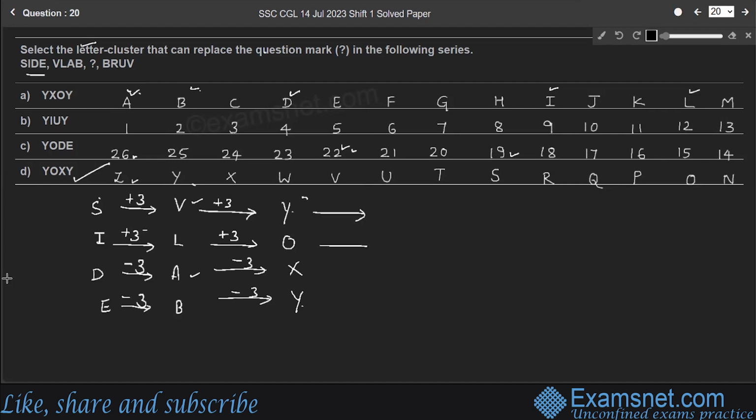You can verify the answer by considering the next cluster. Right? So Y plus 3, O plus 3, X minus 3, Y minus 3. Y plus 3 gives 25, 26, 27, 28, which is B. O plus 3. O is 15 plus 3 is 18, which is R. X minus 3. X is 24 minus 3 is 21, which is U. Y is 25 minus 3 is 22, which is V. Therefore, the last cluster will be BRUE, which is given already. Therefore, the third letter cluster is option D, YOXY.